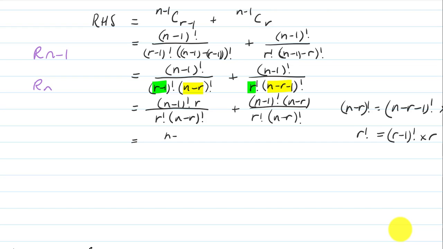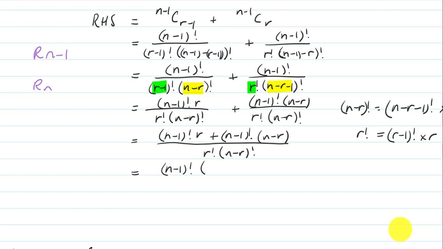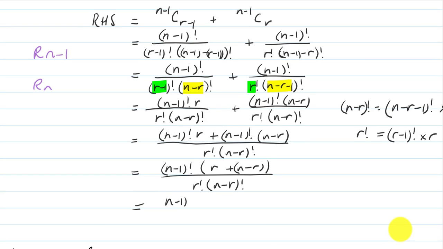I get (n-r)! times r plus (n-1)! times (n-r), and then it's all over that single denominator now, r!(n-r)!, which happens to be the same denominator as the left-hand side, if you want to have a look at that. So on top, I'm going to simplify. (n-1)! is a common factor, and I have r plus n minus r left over, and the bottom I've got r!(n-r)!. Now on top, r plus n minus r just becomes n.